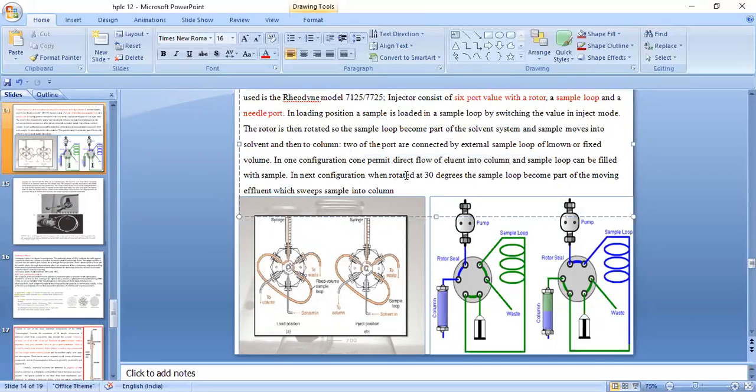In the next configuration, when we rotate it, जब हम इस इंजेक्शन पोर्ट को रोटेट करते हैं, the sample loop becomes the part of the moving effluent which sweeps the sample into the column. दूसरी कंडीशन में जब हम इसको रोटेट करते हैं, now this sample loop that was earlier a separate entity becomes the part of the system and then the sample is moved into the stream of the solvent. So this is how the injection system works.